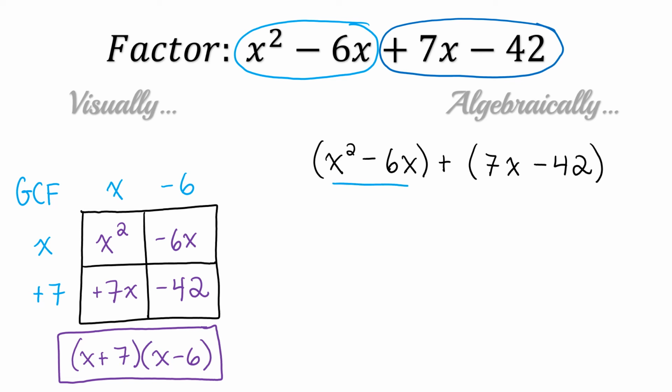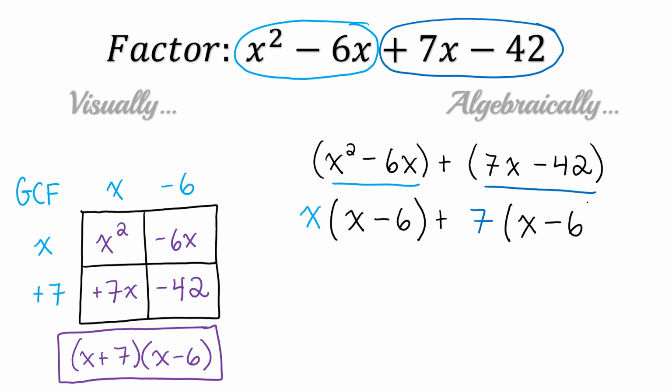Once you have your two groups, you want to factor the greatest common factor out of each group. The greatest common factor between x squared and 6x is x. So I have x times x squared divided by x is x, and negative 6x divided by x leaves me with minus 6. Plus, the greatest common factor between 7x and negative 42 is 7, times 7x divided by 7 is x, and negative 42 divided by 7 gives me minus 6.